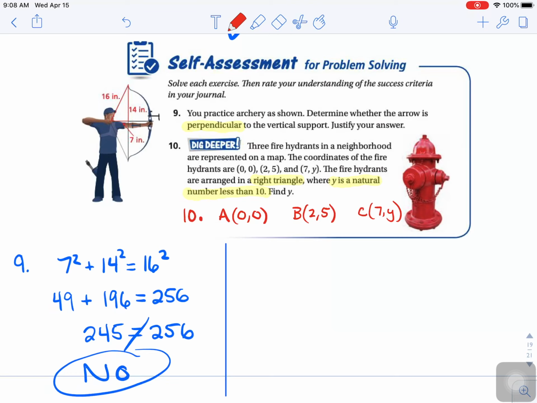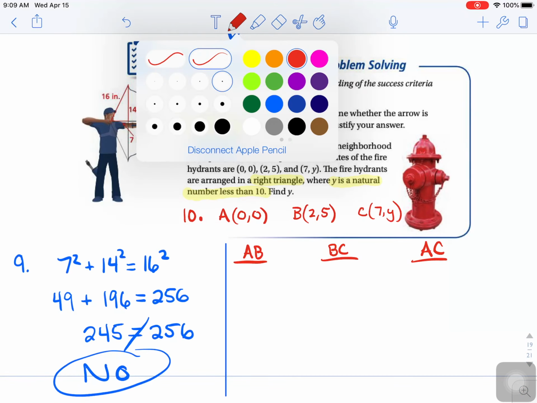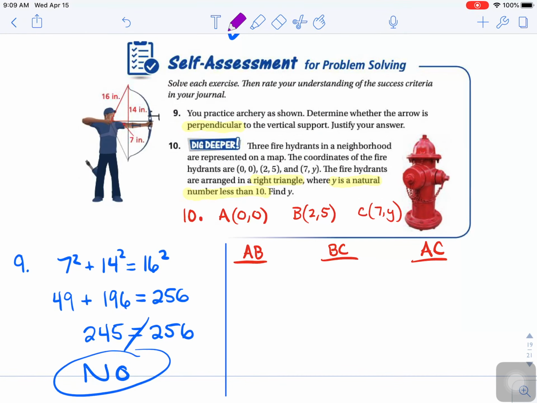All right, so for this problem, I need to find AB. I need to find B to C. And I need to find A to C. Okay, so we need our 3 sides. Okay, so if I was looking for A to B, 0 to 2 is a distance of 2. 0 to 5 is a distance of 5.